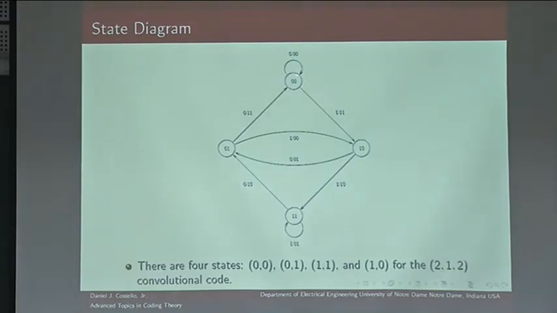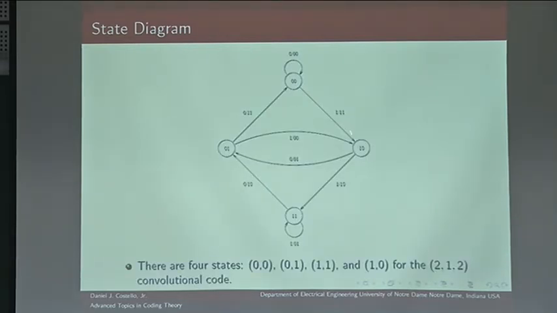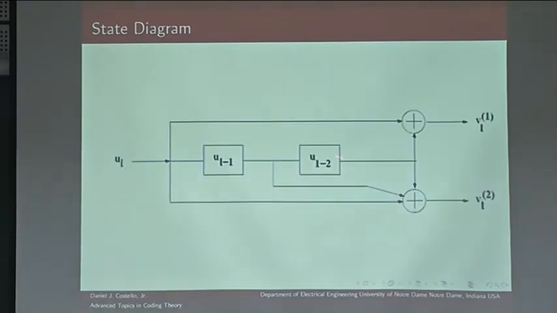Here, this represents the 0 state, where there's nothing stored in the register. With memory 2, a 2-stage shift register, there are clearly 4 states. So we need a state diagram with 4 states: 0 0, 1 0, 0 1, or 1 1. Those are the 4 possible states. If we're in state 0 0, and we put in a 0, we're going to get zeros out, clearly.